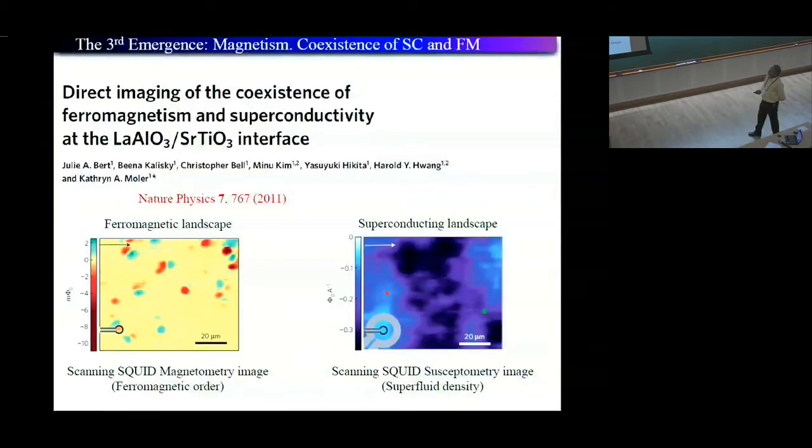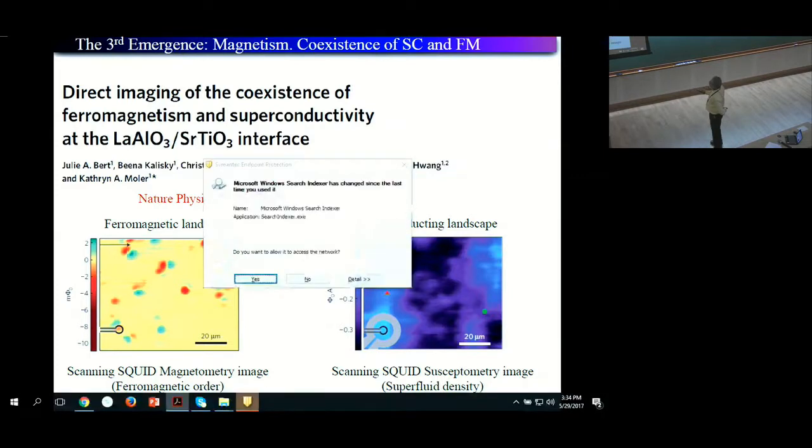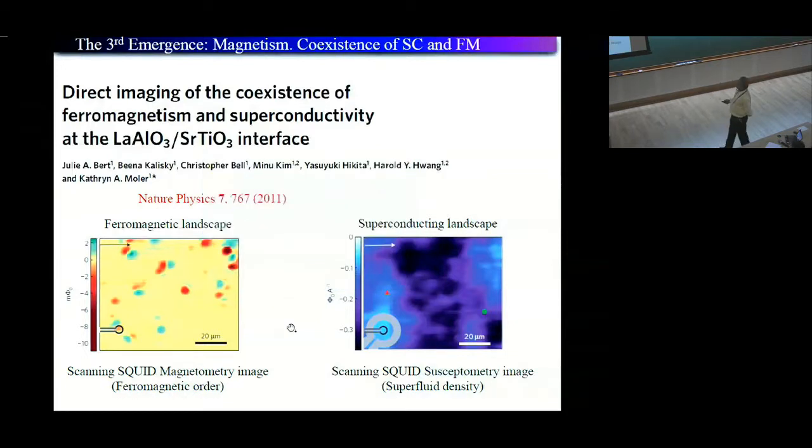Then came the third emergence, which is magnetism, and this was as late as 2011. People found a ferromagnetic landscape in this interface, and the corresponding superconducting profile is this. This was done with scanning SQUID susceptometry, magnetometry here and susceptometry here. So they plotted superfluid density along with the magnetization density. They find there is a ferromagnetic order which is very weak, very soft.